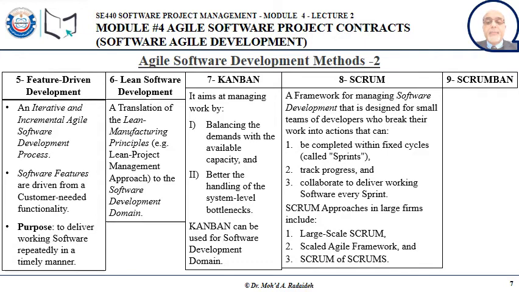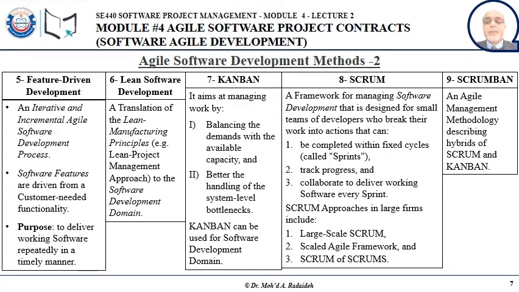Now, Scrum can be used in large firms, and in large firms we would find large-scale Scrum, scaled agile frameworks, and Scrum of Scrums. The Scrumban is a hybrid of the Kanban and the Scrum. Very simple.